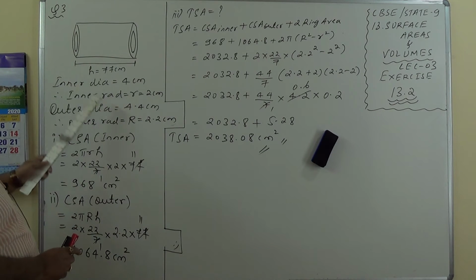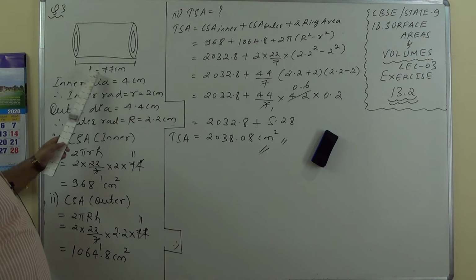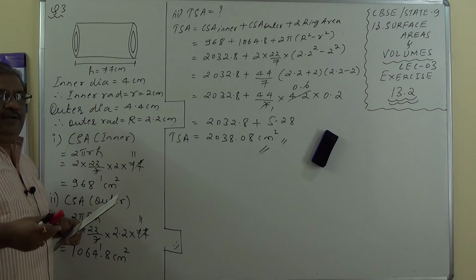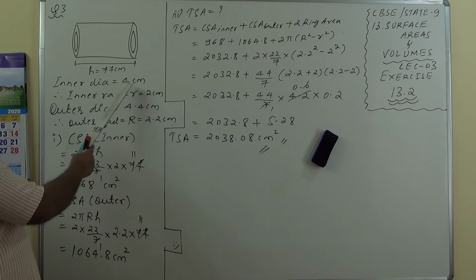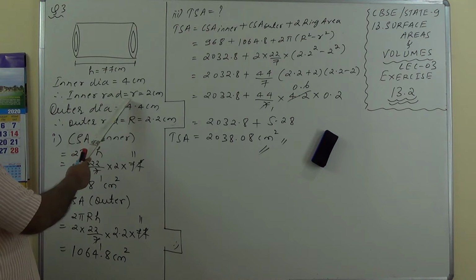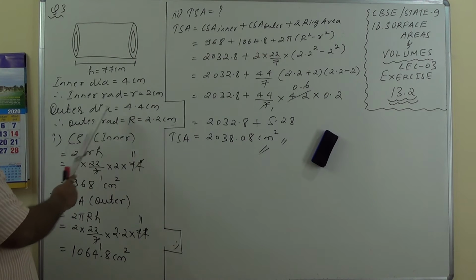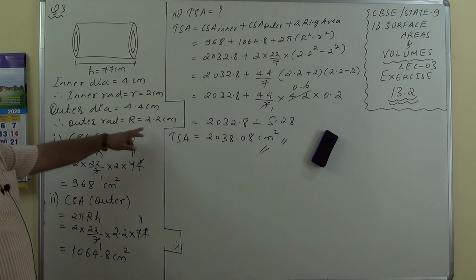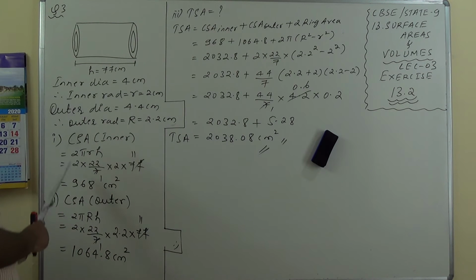So question number 3, this is the pipe section, and the length of the pipe section is 77 centimeter. The length here we can consider to be height, isn't it? Now inner diameter is given as 4 centimeter, inner radius is small r, 2 centimeter. Outer diameter is given as 4.4 centimeter, therefore outer radius is capital R equals 2.2. How did you get 2.2? 4.4 divided by 2.